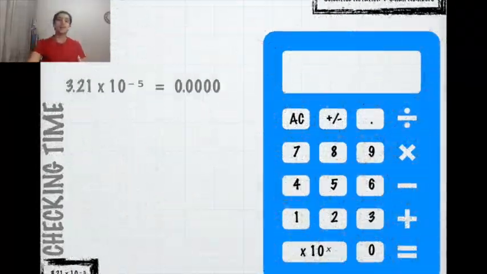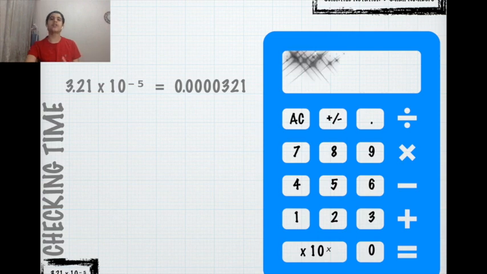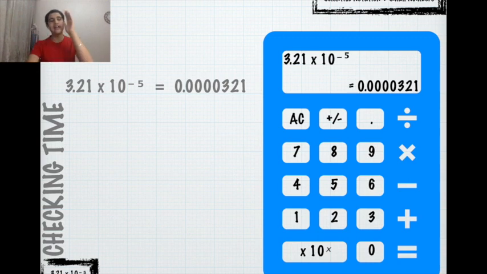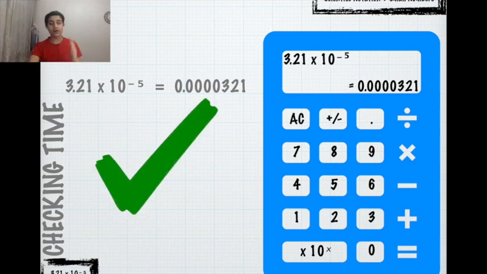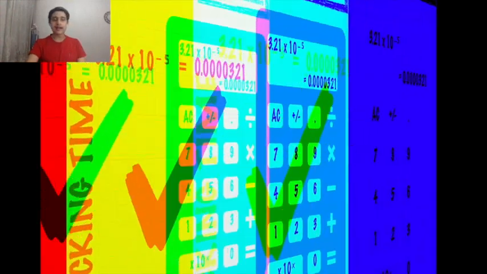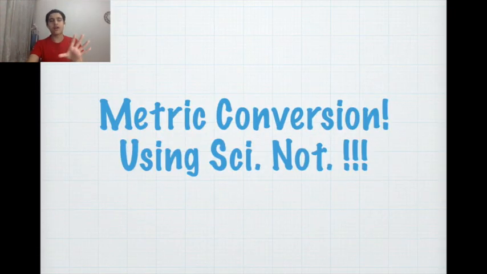So this is the value. We put it in the calculator. We get 0.0000321, and of course it is right. You can do it at home with your calculator and you'll always get it right. And I'll show you a photo of the button on the real calculator.